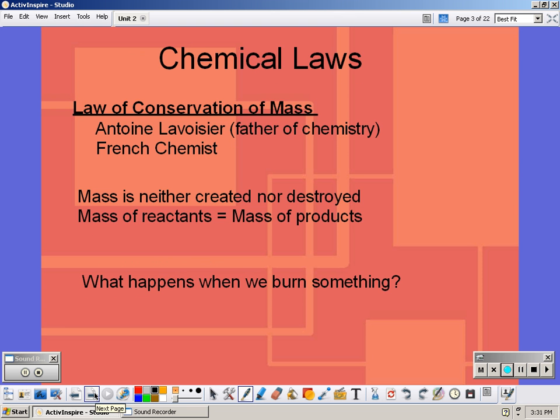There are 3 chemical laws that we have to follow because that's what chemistry is based on and how our substances interact. The first one is the law of conservation of mass. Antoine Lavoisier, I can't say his last name, was a French chemist. Anyways, he is considered the father of chemistry. He said that mass is neither created nor destroyed, but they're equal. So whatever the mass that you start with has to equal the mass that you end with.